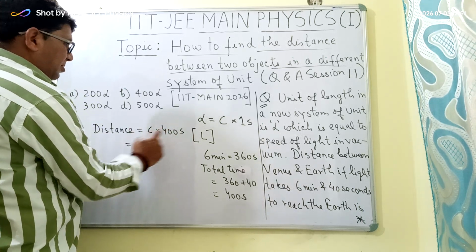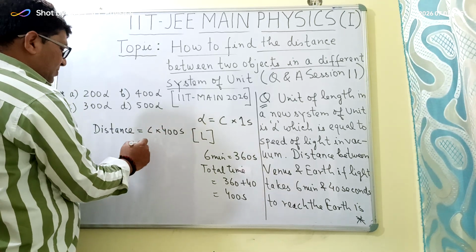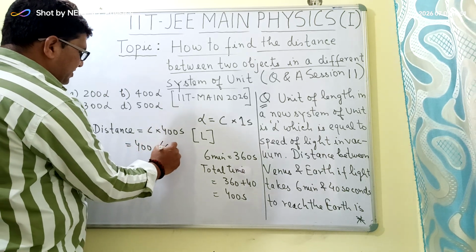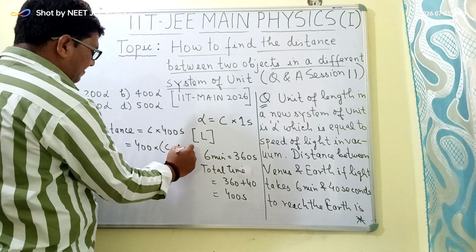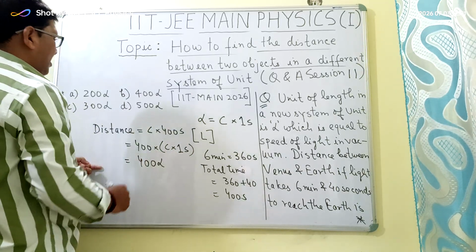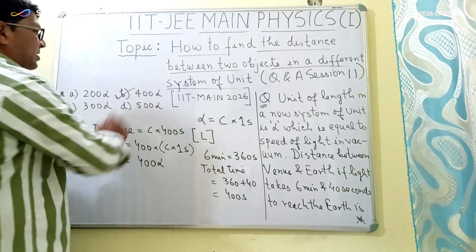Now alpha is equal to c into 1 second, so I can write this as 400 multiplied by c into 1 second, so this will be equal to 400 alpha. So the correct option here will be B.